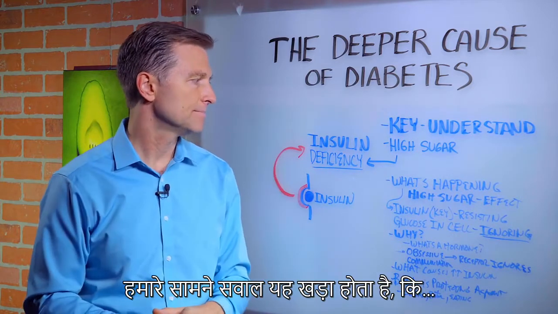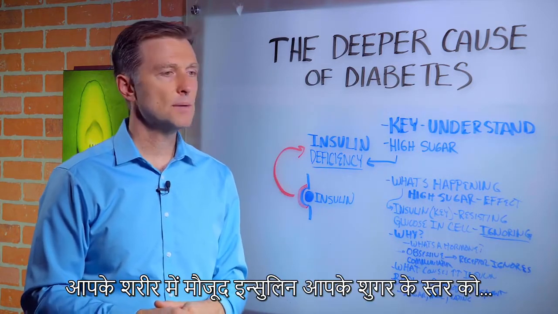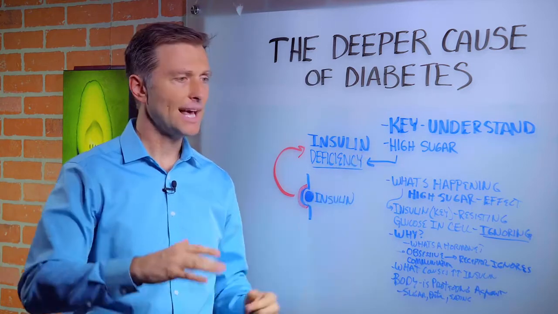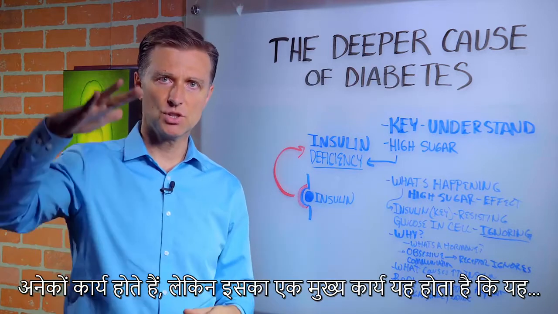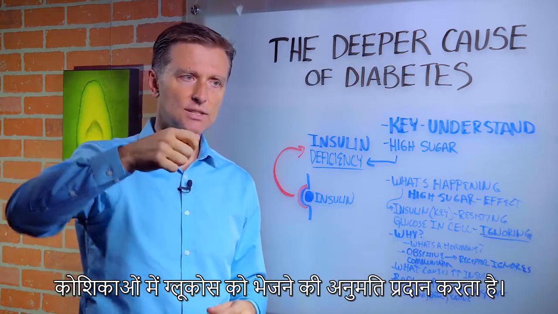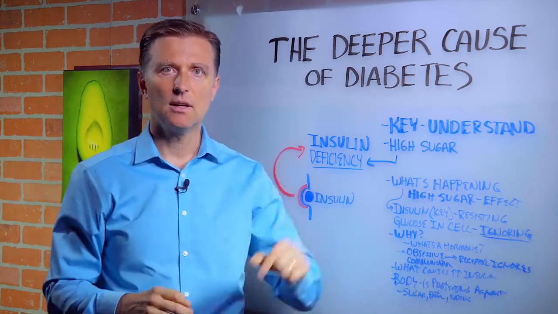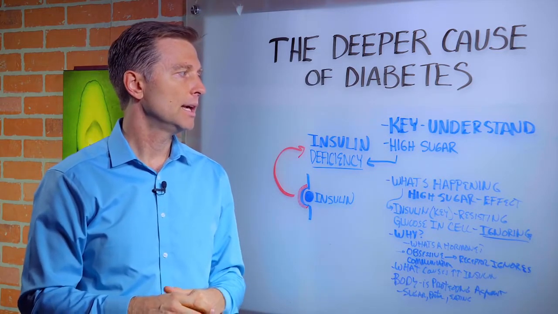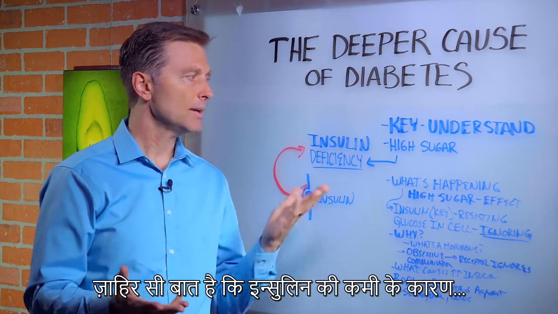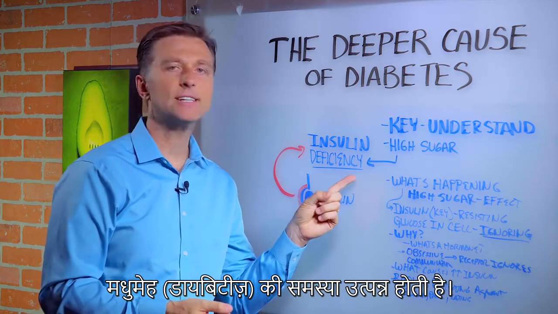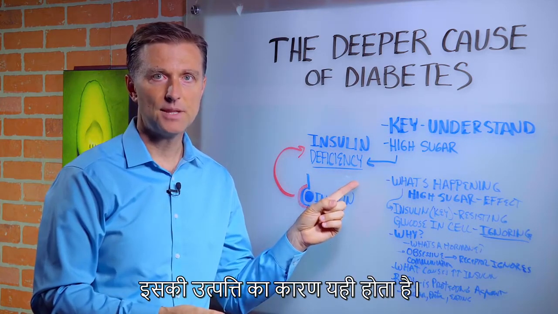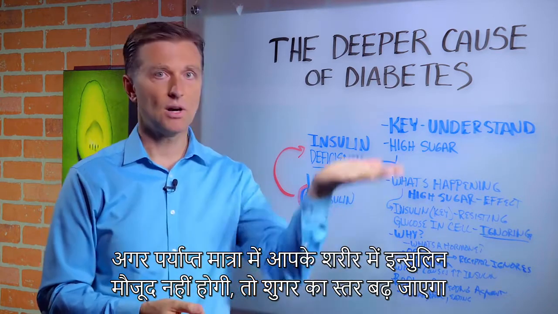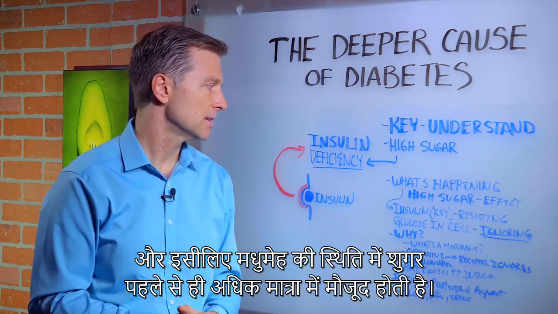That's the question. What controls the balance of sugar is insulin. And insulin has many functions, but one main function is to act as a cellular key to allow glucose to go in the cell. Another function is to lower sugar. So the obvious thing is that diabetes really is an insulin deficiency, okay? That's really what's causing it, because if there wasn't enough insulin, the sugar is going to go high. That's why it's high in the first place.